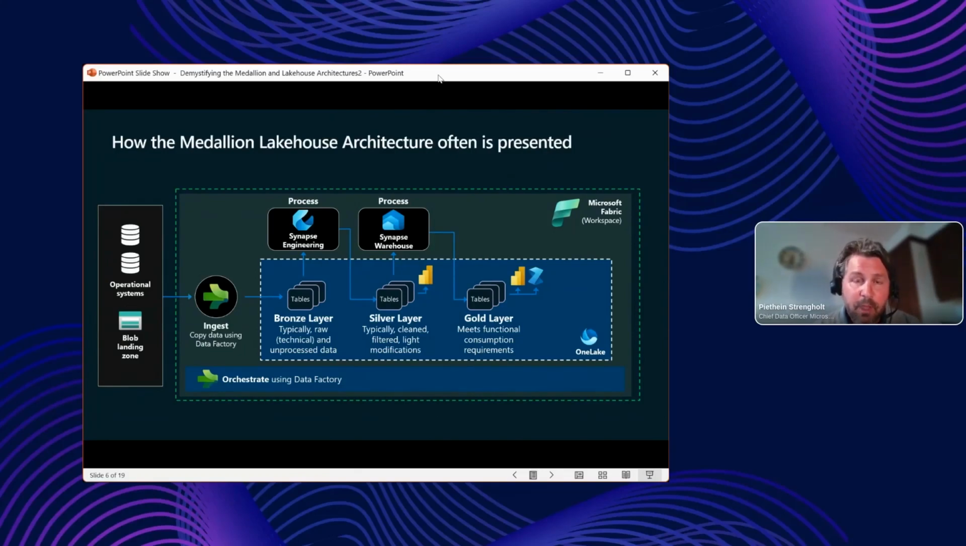About those three different layers, bronze is typically the raw technical data. It could be a one-off, or we apply some mediation between that, but it's still the unprocessed data. Then typically in silver, we start to clean, filter, maybe deduplicate. We make some lightweight corrections on that data. And then lastly, the gold layer is really for the consumption. So we meet the functional requirements we typically see on the consuming side. So this is how this architecture is presented at a high level.